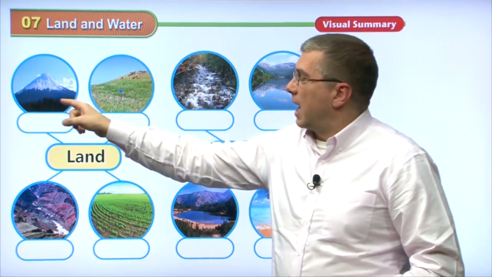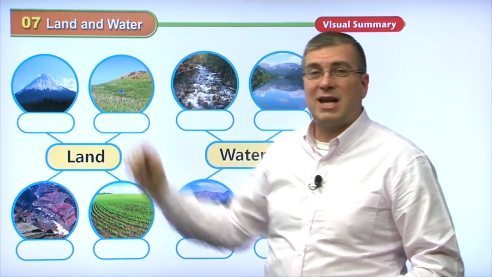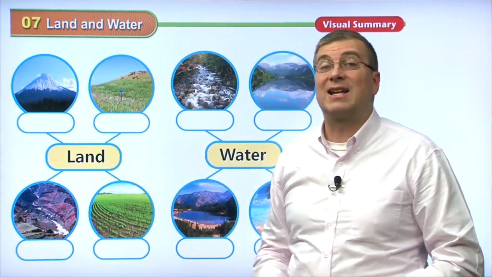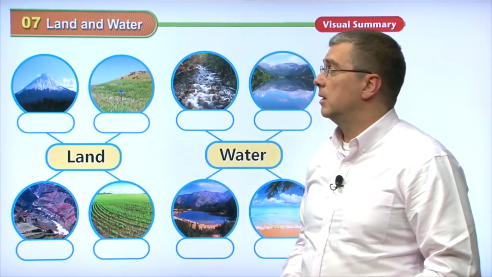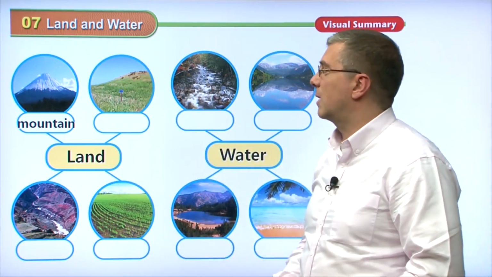Over here we have a high piece of land, right? The sides are very steep. It's usually the highest part of the land. What do we call it? We call that a mountain. Okay, good. So if you chose mountain, you're correct.